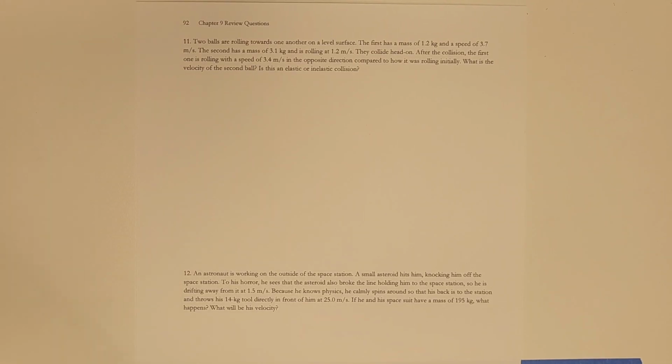Question 11. Two balls are rolling towards one another on a level surface. The first has a mass of 1.2 kilograms and a speed of 3.7 meters per second. The second has a mass of 3.1 kilograms and is rolling at 1.2 meters per second. They collide head on. After the collision, the first one is rolling with a speed of 3.4 meters per second in the opposite direction compared to how it was rolling initially. What is the velocity of the second ball, and is this an elastic or inelastic collision?